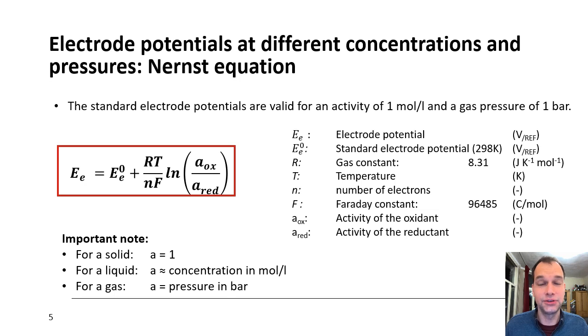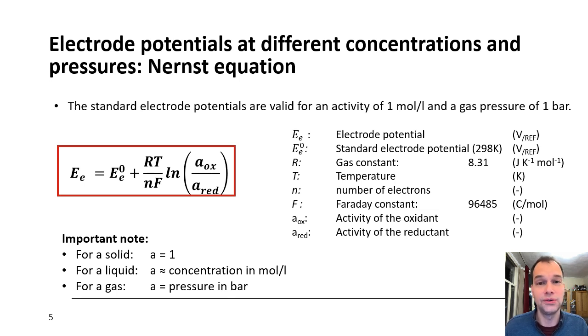The standard electrode potentials are given at 298 Kelvin, 25 degrees Celsius, 1 atmosphere, and 1 molar, or 1 bar if we're talking about gases. Obviously, we don't have those concentrations and pressures in every electrochemical cell. So we might have systems with different concentrations and pressures. So how can we then calculate what the electrode potential is?